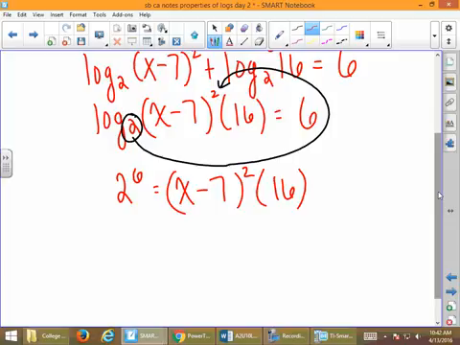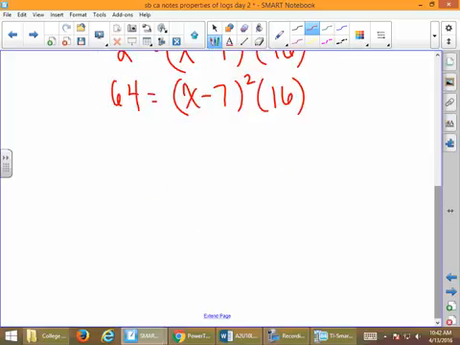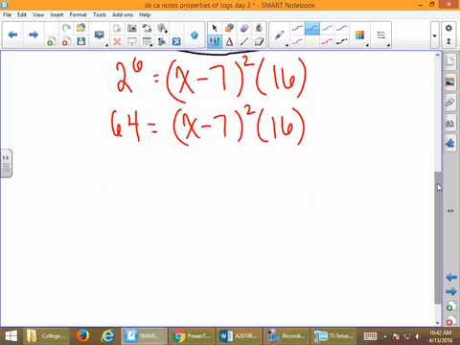2 to the 6th, if you type it in your calculator or you figure it out, is 64. And the thing is, if we FOIL out x minus 7 squared, and then multiply it by 16, we're going to have some darn big numbers in there. And we don't want big numbers in there. So remember, this is x minus 7 squared times 16. Let's divide both sides by 16 and not have such big numbers. 64 divided by 16 is 4.